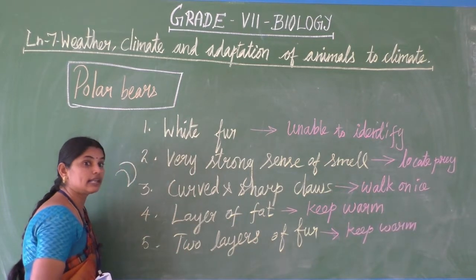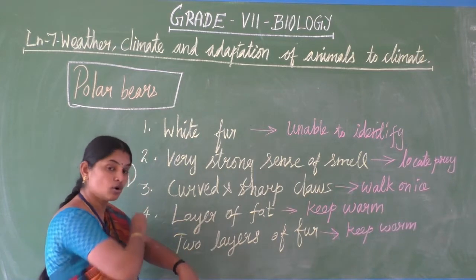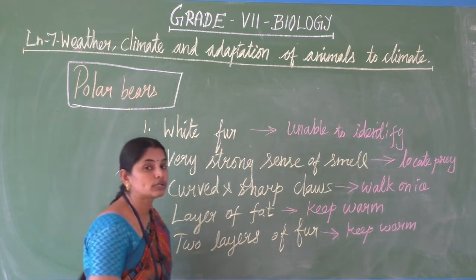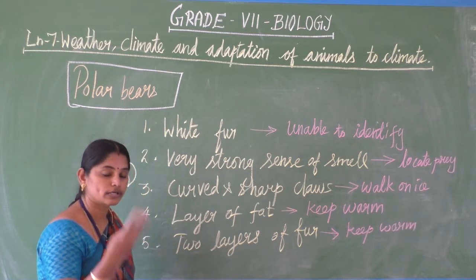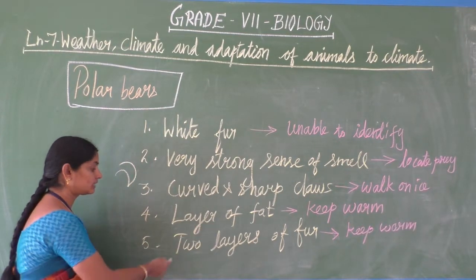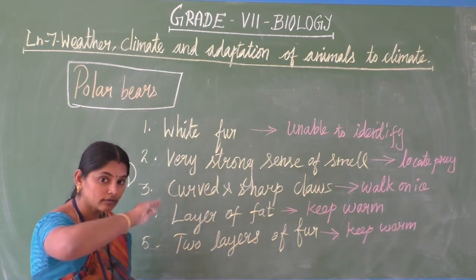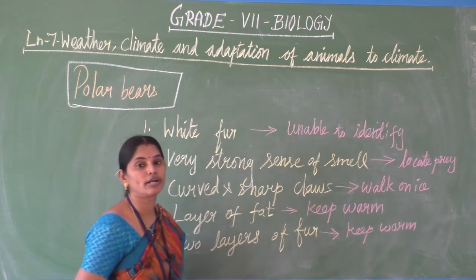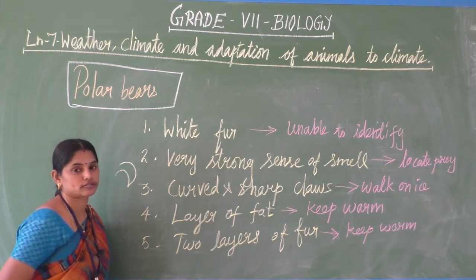Then it has a layer of fat. Under the skin there is one layer of fat, a fat layer just like the skin. To keep its body warm, since it is in a severe cold area, the fat layer is there. Then two layers of fur. We saw the white fur, it's not just one layer, two layers of fur are there. It's also to keep its body warm. Okay, so 5 main adaptations.